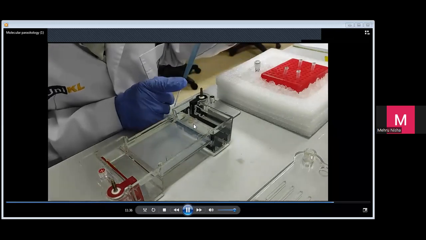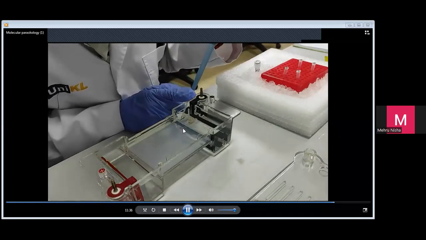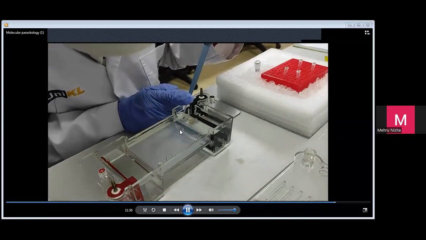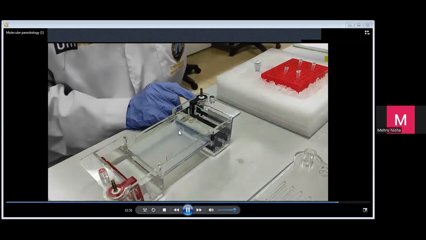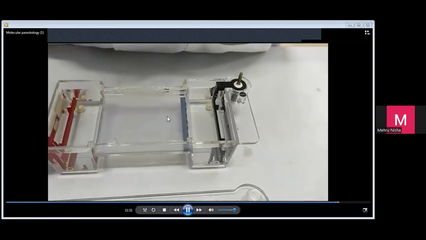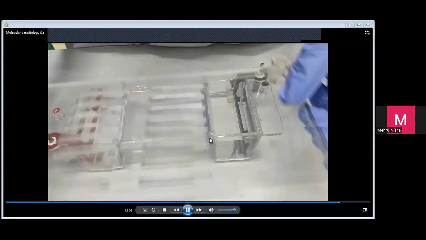So whenever you load, you have to practice this a few times. Gently, precisely go into the well and load it. Load everything. So this is how it looks now.